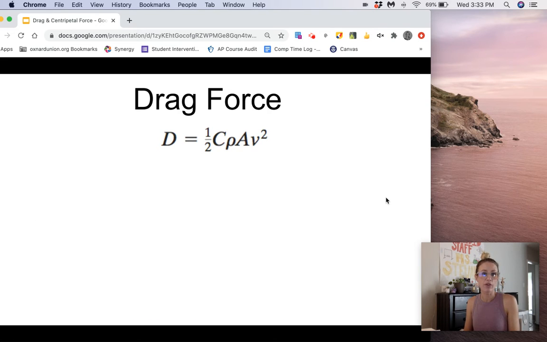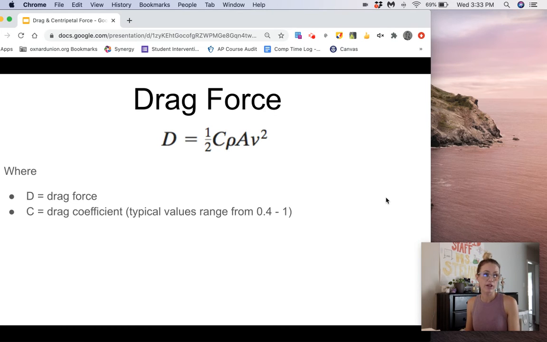So, the equation for drag force is a capital D for drag is equal to 1/2 C rho. That's a fancy P, but it's actually rho, a Greek letter, times A, the area, times v, velocity squared. So, like I said, capital D is the drag force, capital C is the drag coefficient, and the typical values for the drag coefficient range from 0.4 to 1. Obviously, the higher the drag coefficient, the higher the drag force. And this has to do with the shape of the object.